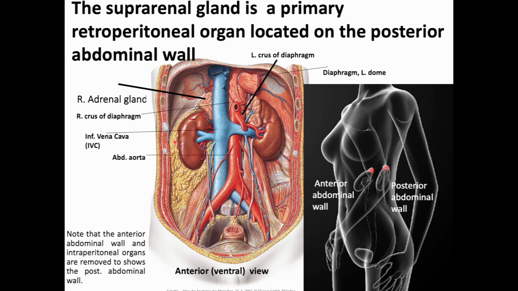It is located in the posterior abdominal wall, and here are the blood vessels. It is a retroperitoneal organ, which means it is behind the parietal peritoneum of the posterior abdominal wall. Here is the anterior abdominal wall, here is the posterior abdominal wall. We removed the anterior abdominal wall, and the intraperitoneal organs like the stomach and spleen, and also the peritoneum, to show the suprarenal glands.